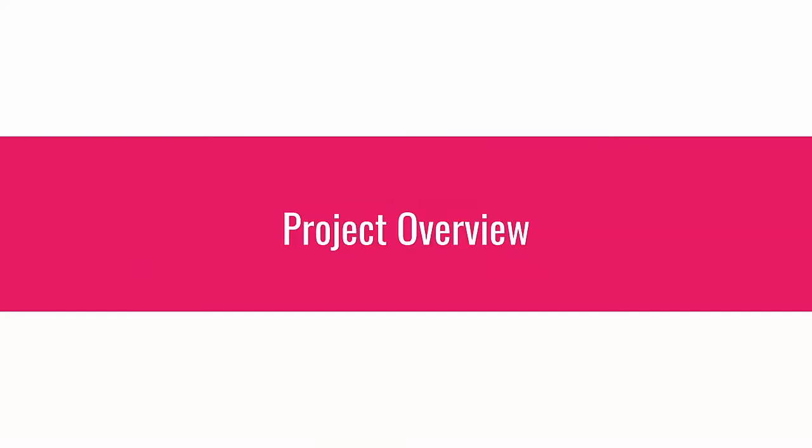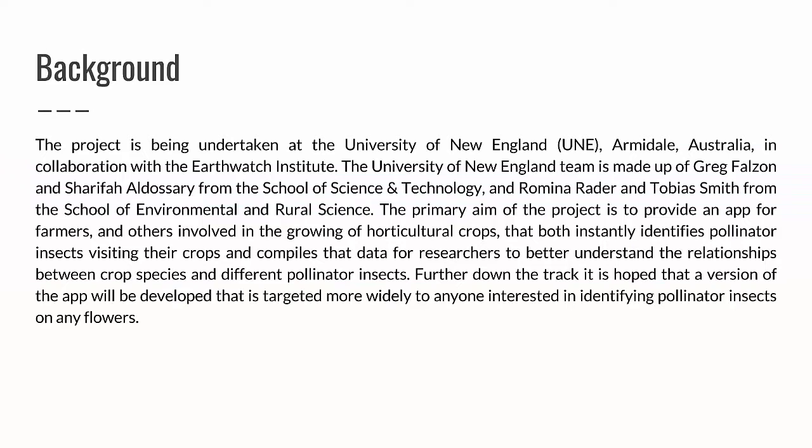The primary aim of this project was to provide an application for farmers and others involved in growing horticultural crops that both instantly identified pollinators visiting their crop and also compiled data for researchers to better understand the relationships between crop species and different pollinator insects. Further down the track, it's hoped that a version of the application would be developed that is targeted more widely to anyone interested in identifying pollinator insects on any crops and flowers.